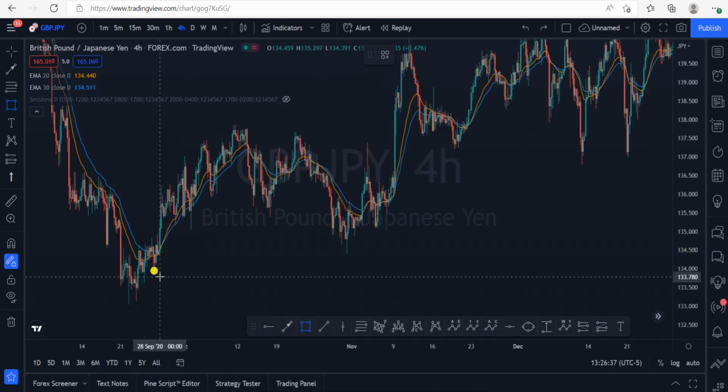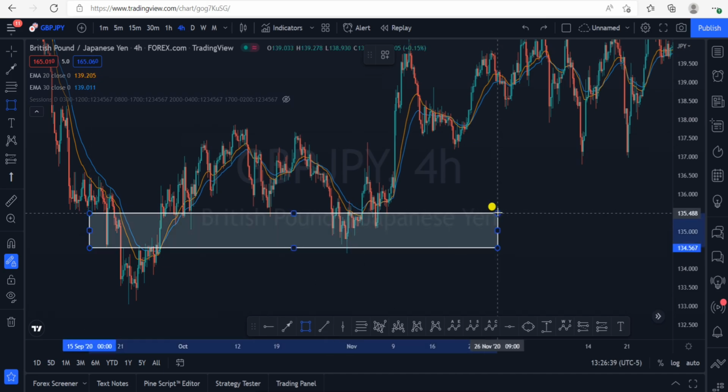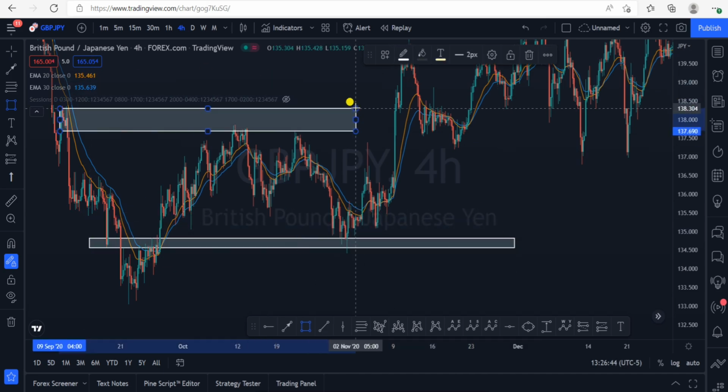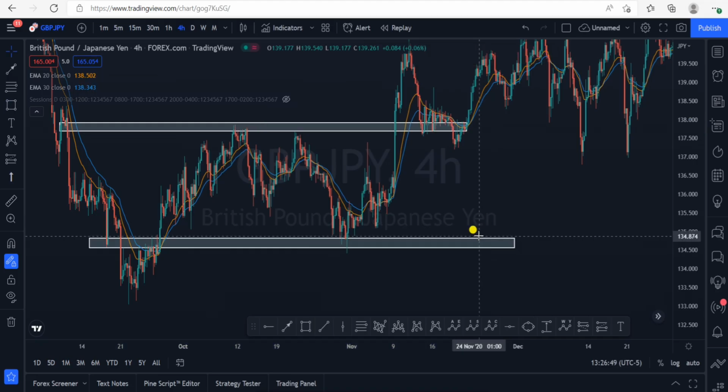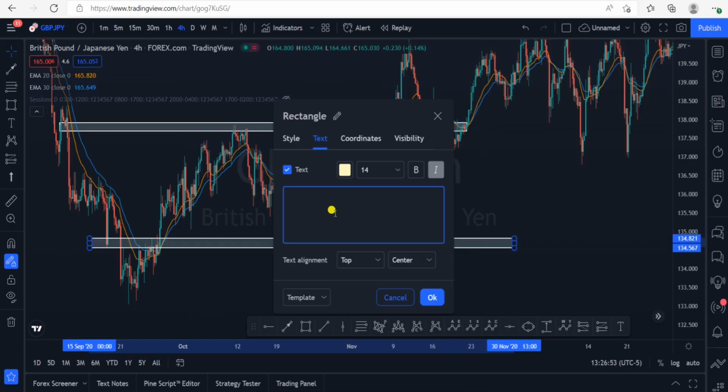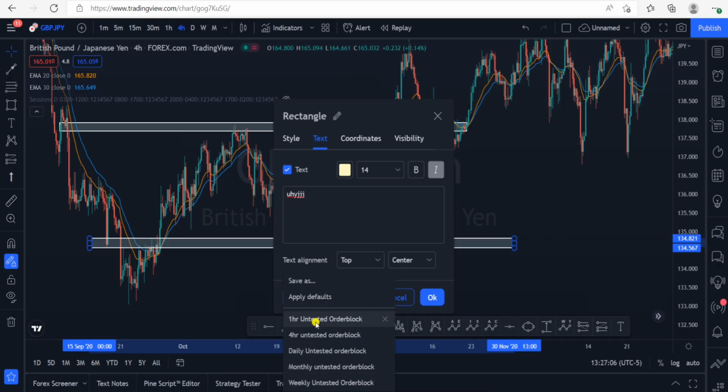I generally use the rectangle for my support and resistance. You can edit this again, utilizing words, whether you're marking off the support, resistance, 4 hour support, 4 hour resistance, etc. Whatever it is, you can type it in right here and it will be there on the screen, on the box. You can save templates just like I do. Again, I have a lot of test templates, order block templates, etc., where you can save them.